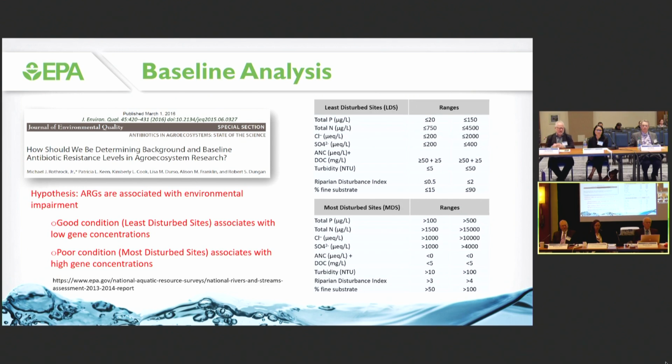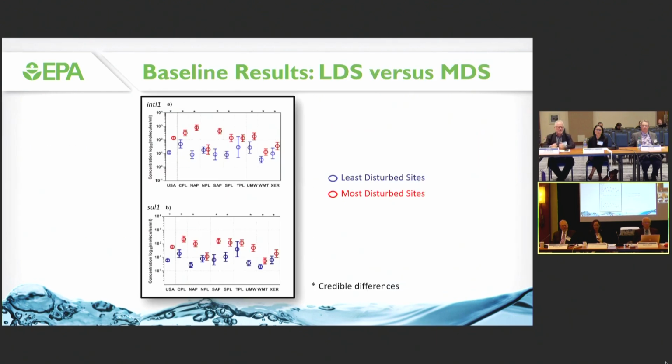So next slide. What that allows us to do is look at any of these response variables. Here it's these ARG levels, and look at what their level is in the reference sites or least disturbed versus those most disturbed sites. And clearly you can see that disturbance in the overall site does reflect an increase in ARGs. Next slide.